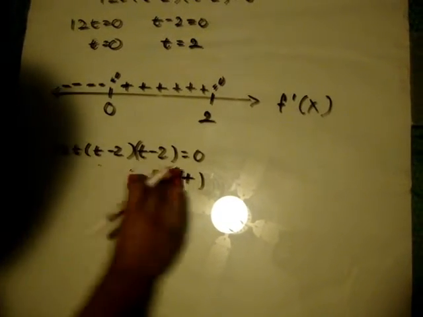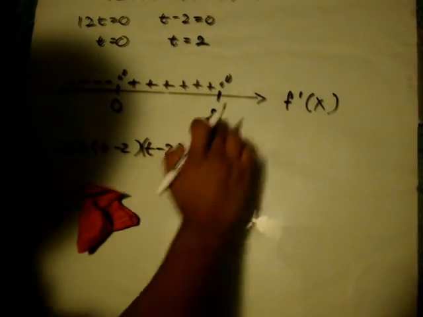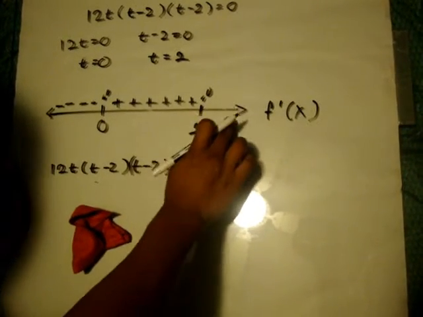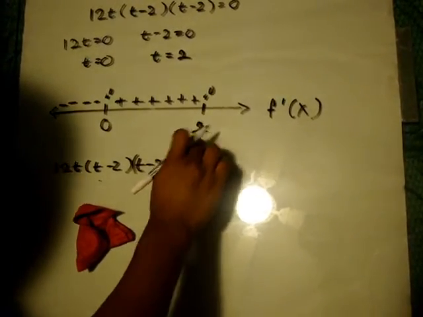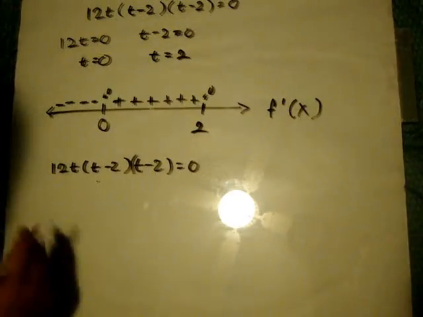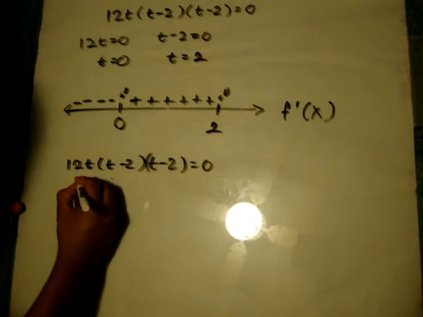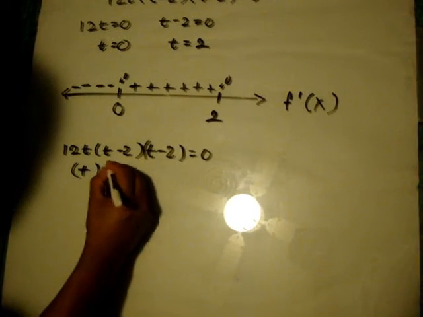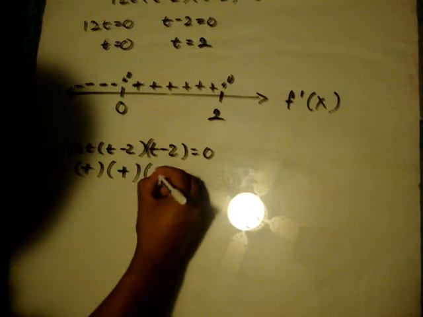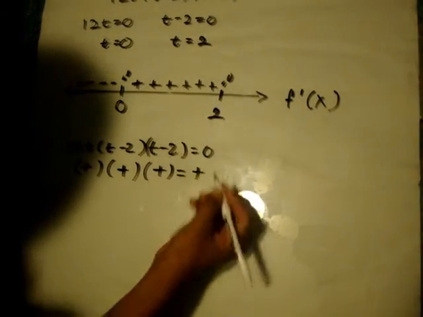Okay, so now all we have is one side left here. So to find the sign on the right side of 2, we're going to choose a number like 3. Okay, so 12 times 3 is positive number 36. 3 minus 2, positive number 1. Same thing here. Gives you a positive number.